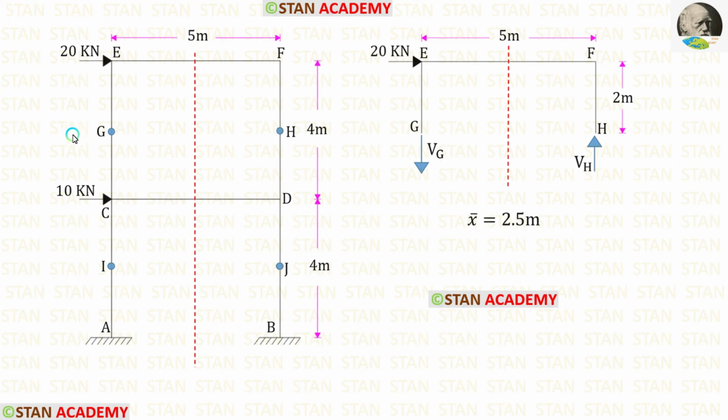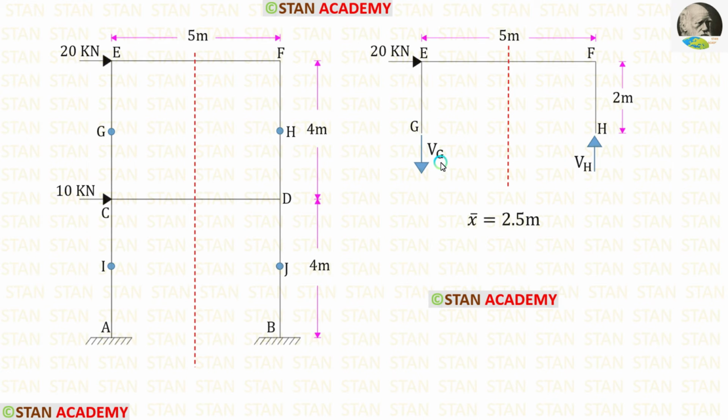From the center of the columns in the top story, let us take the upper part. Let us keep the axial force at point G as Vg and the axial force at point H as Vh. We know that on the left side of the center of gravity, the axial force will be tensile and on the right side it will be compressive.